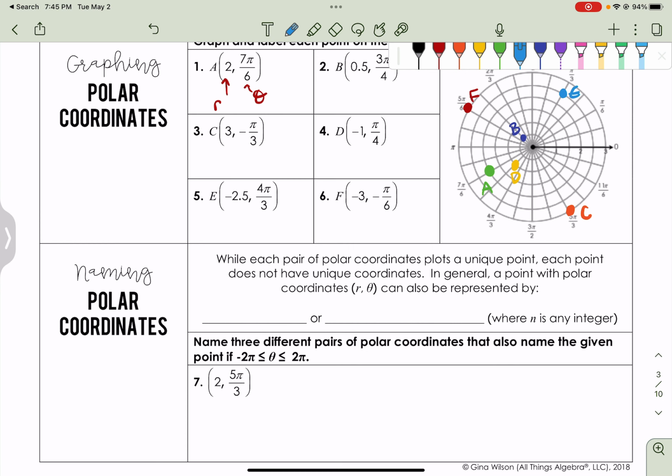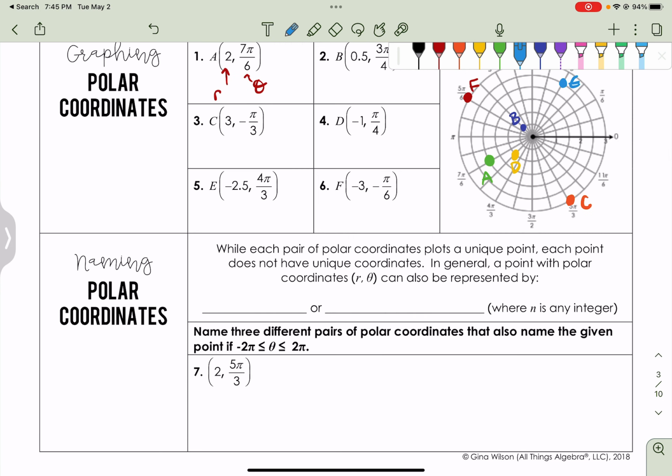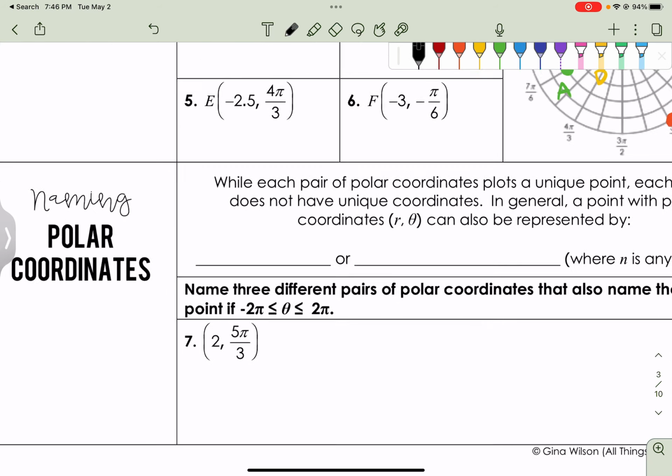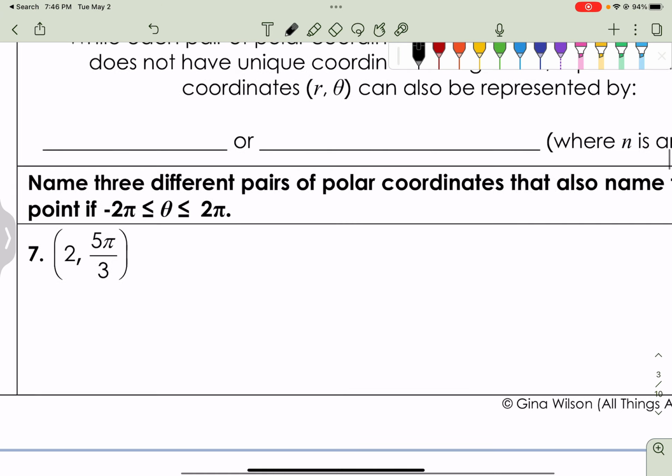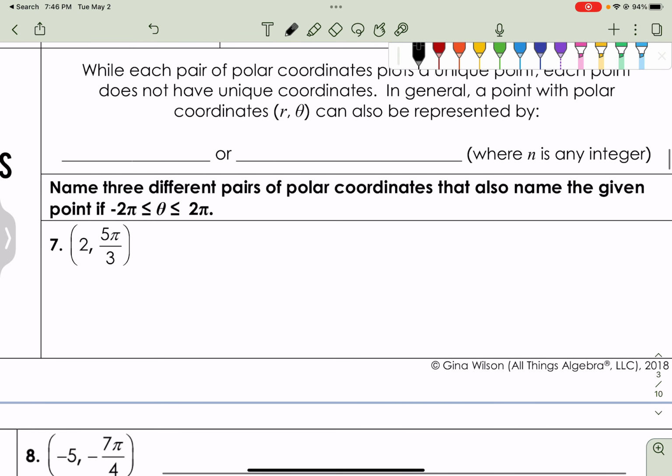And so I am not going to write this formula right now because I think it is more helpful to think about this intuitively, and I don't want you to see the formula and be confused. So let's just go straight into the process of naming 3 different polar coordinates that are equal to this given point between negative 2 pi and 2 pi.